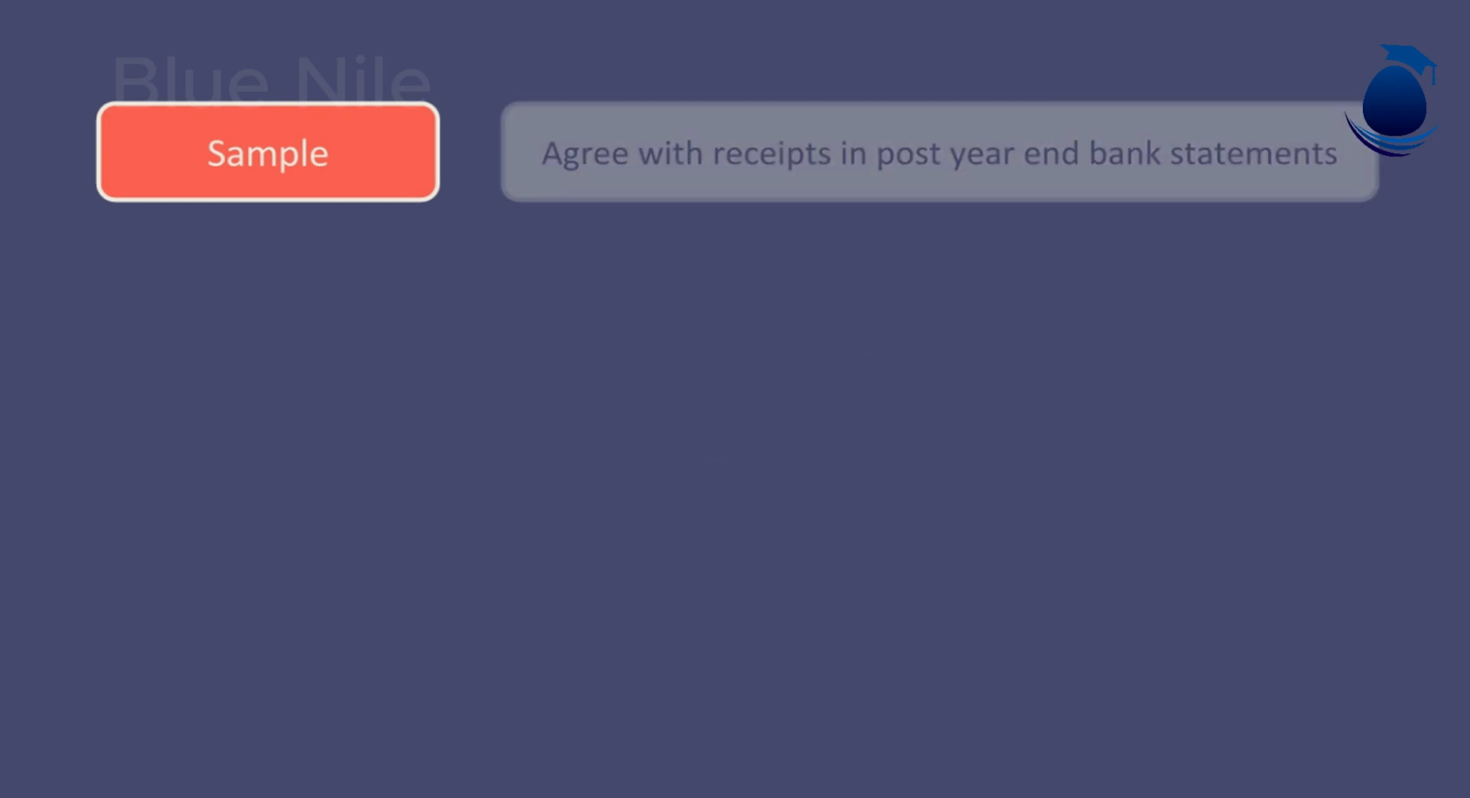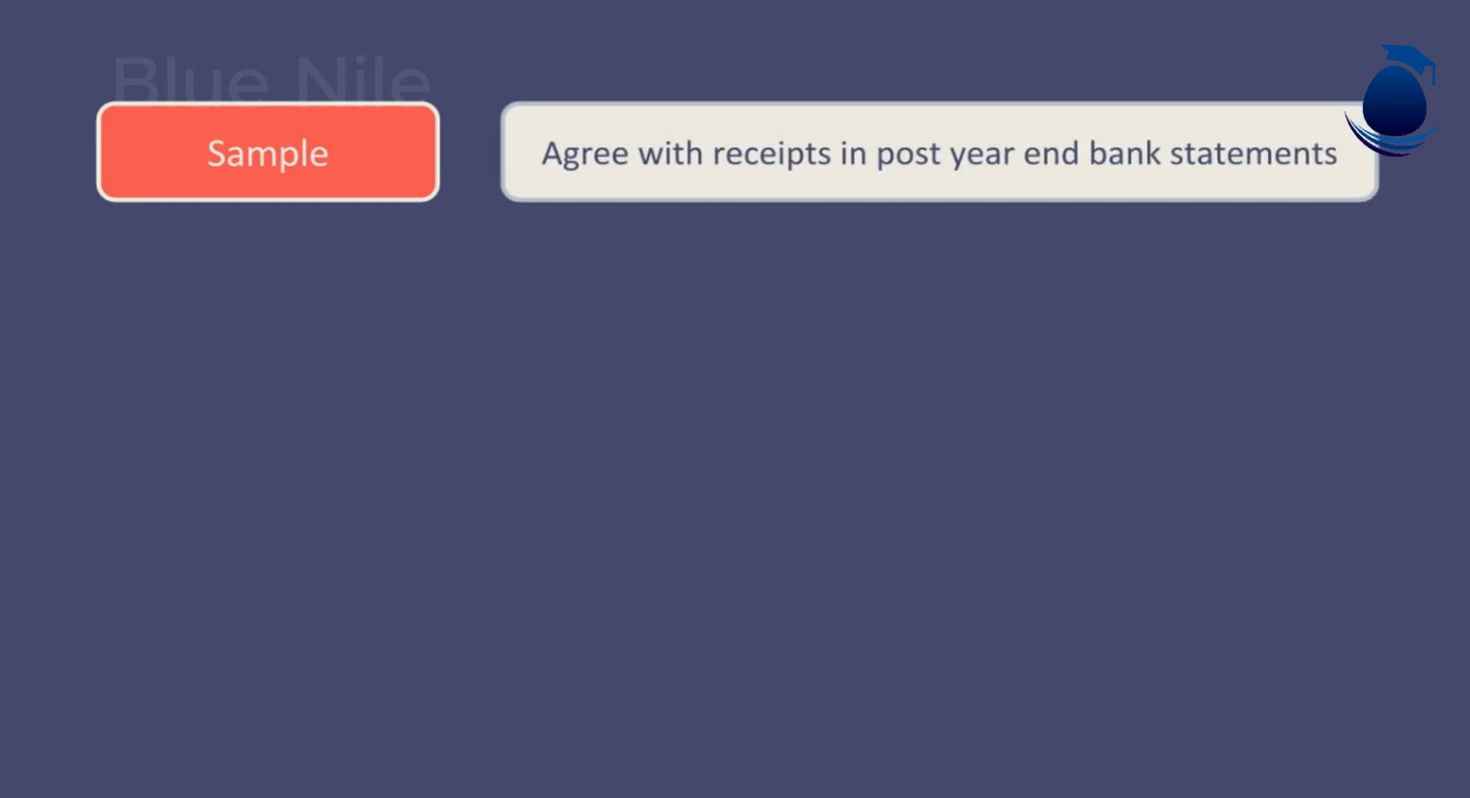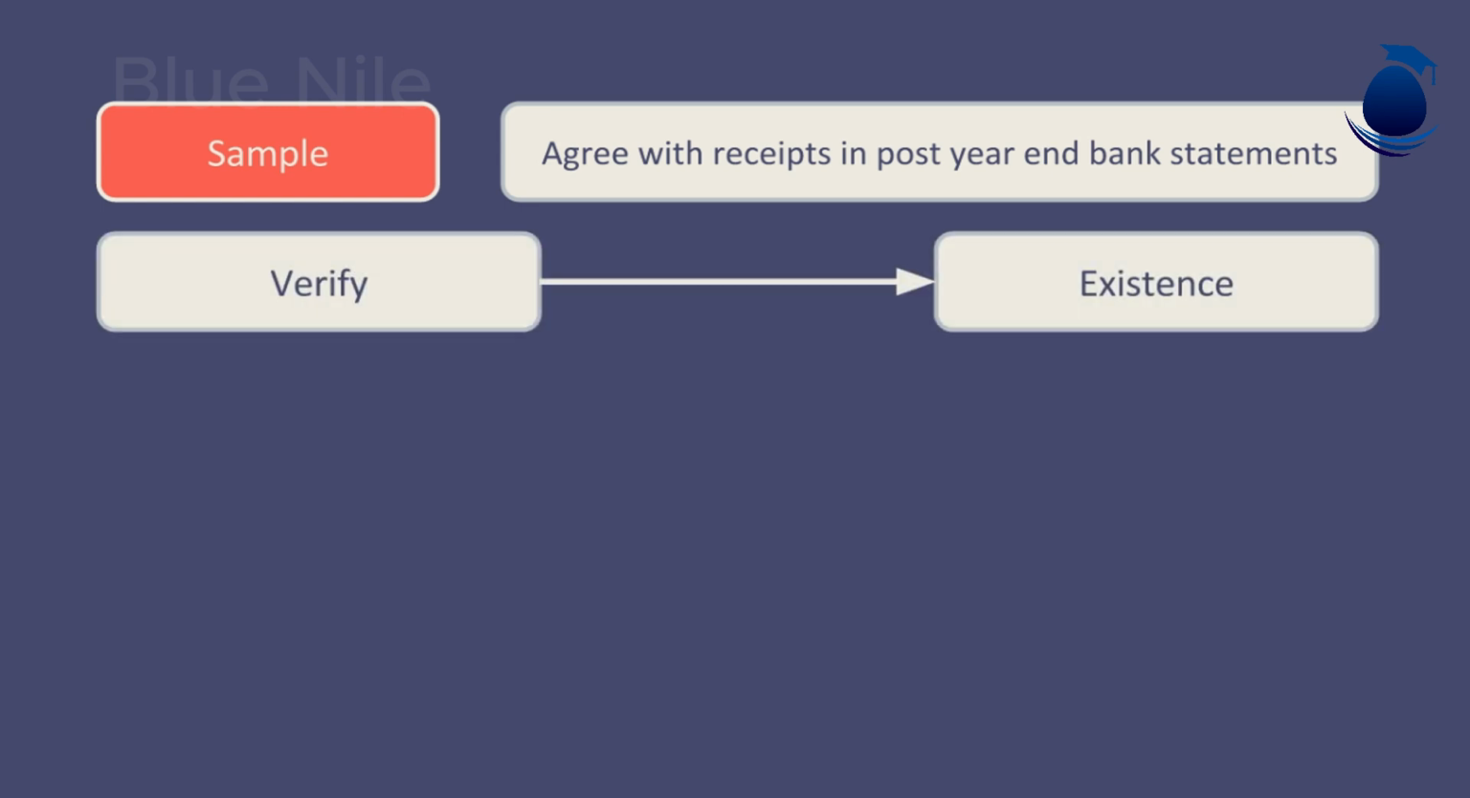The auditor will also select a sample of receivable customer balances and then agree these balances to receipts in the post-year-end bank statements. This will again verify existence of these customers, and any where there have been no payments should be investigated further.